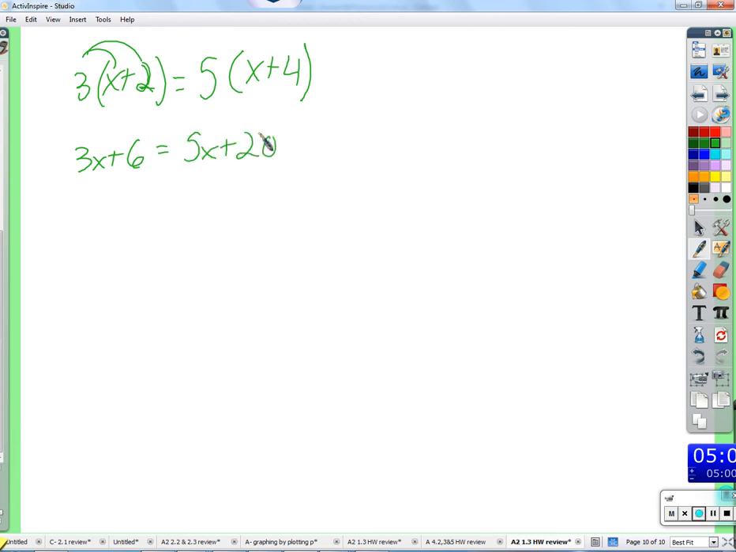Now that I've done one thing, distributed, now it looks a lot like that page before, where we had x's on both sides and no big deal. So now we got to collect all of the x's on one side. If I'm going to do minus 3x and minus 3x, I'm going to get 2x on this side. So I want to have the numbers on this side. So I'll subtract 20. Subtract 20. Negative 14. Will be negative 7.